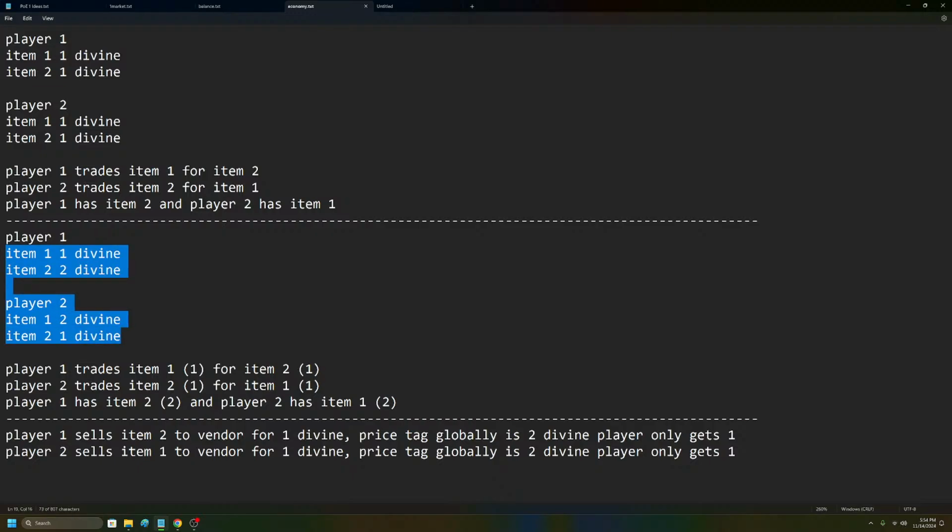So, player 1 trades for item 2, and player 2 trades for item 1, and it's a fair trade because it's really only worth 1 divine in the other person's market, as in item 2 is worth 1 divine, item 1 is worth 1 divine, player 1 wants item 2.